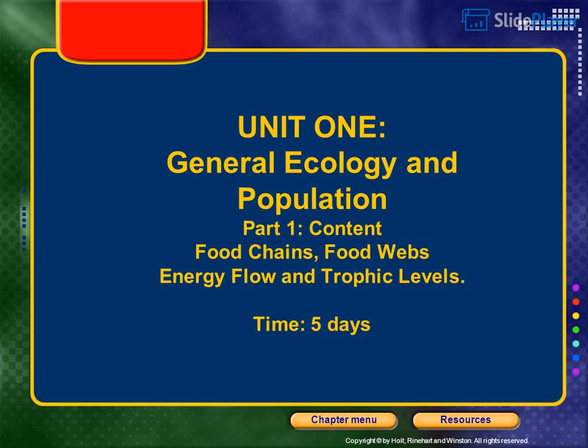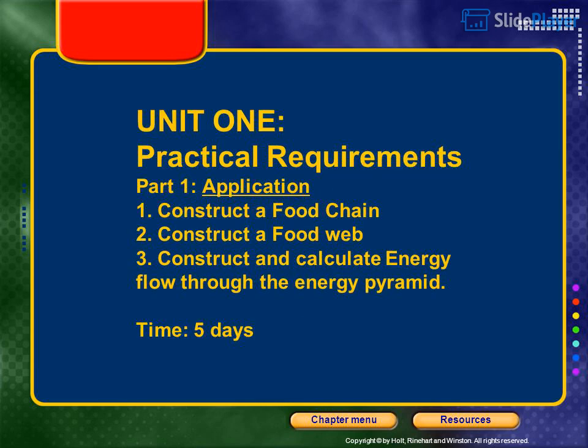Unit 1, General Ecology and Population, Part 1. Content: Food Chains, Food Webs, Energy Flow, and Trophic Levels. Time: 5 days. Unit 1, Practical Requirements, Part 1. Application 1: construct a food chain. 2: construct a food web. 3: construct and calculate energy flow through the energy pyramid.